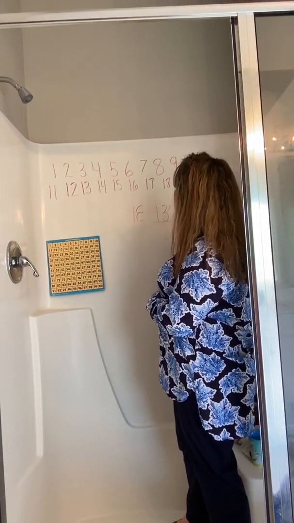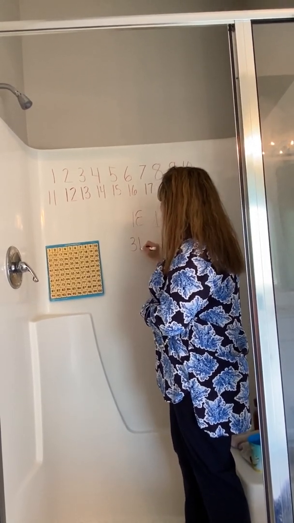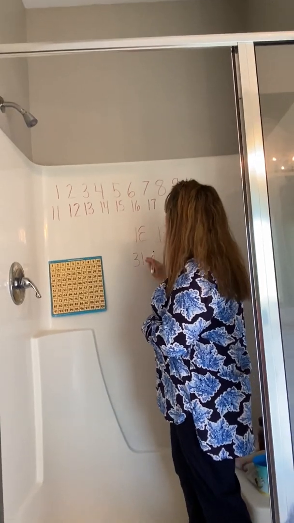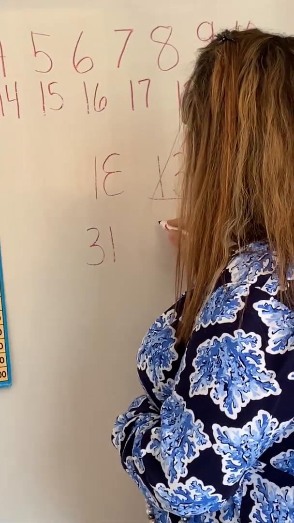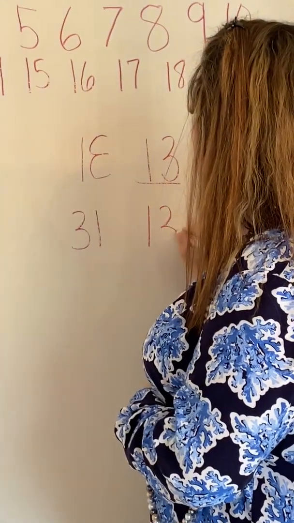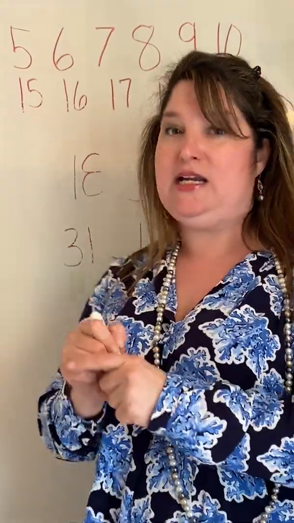But what we do not want to see is a 3 and a 1. That's just simply wrong, and they need to redo it again and learn that that is a 1 and a 3 in this order.